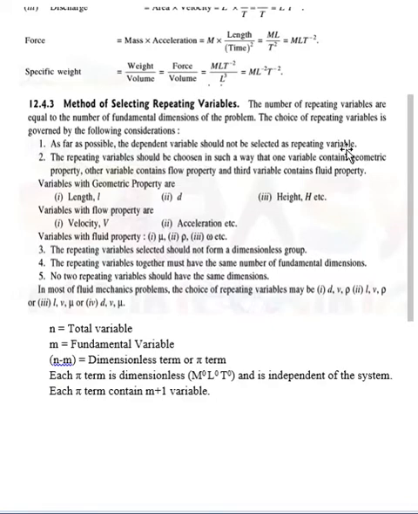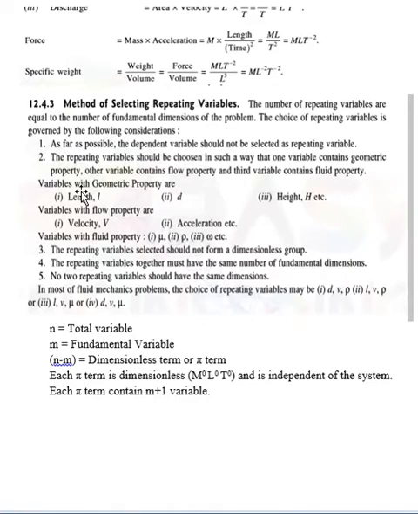In Buckingham's pi theorem there are two types of variables, dependent variable and independent variable. First point is that the dependent variable should not be set as the repeating variable. Second point is that the repeating variables should be chosen in such a way that one variable contains geometric properties, another variable contains flow properties, and the third variable contains fluid properties.